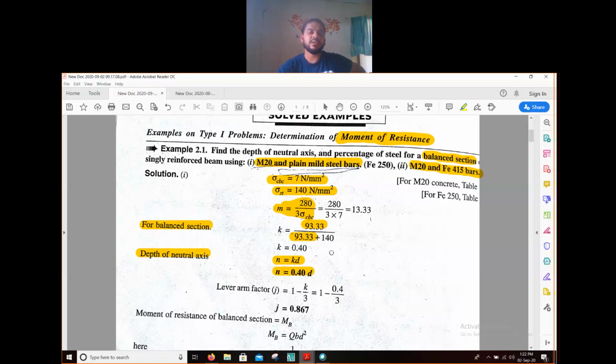Then another thing we have to find out, the percentage of steel. For finding out the percentage of steel, we have to find out the value of J, because in that equation we have to use the value of J. We have a relation between J and K. In the last class I told you the relation, or you can see in the PDF: J equal to 1 minus K by 3.